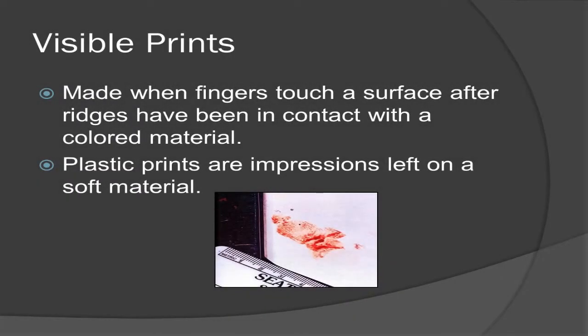Visible prints are made when fingers touch a surface after ridges have been in contact with a colored material such as blood, grease, paint, or ink. Plastic prints are impressions left on a soft material such as soap, putty, wax, or dust.